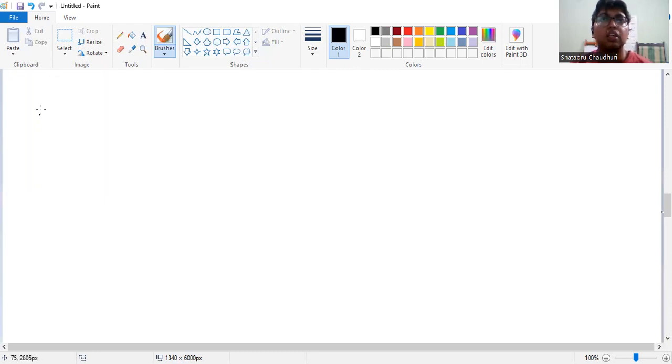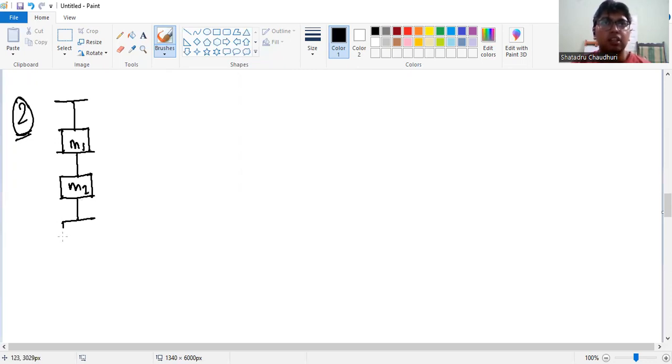Suppose, problem number two, and suppose from the roof a mass like this is attached. Suppose this mass be m1, with m1 connected is the second mass which is m2, and with m2 connected is the third mass that is m3.